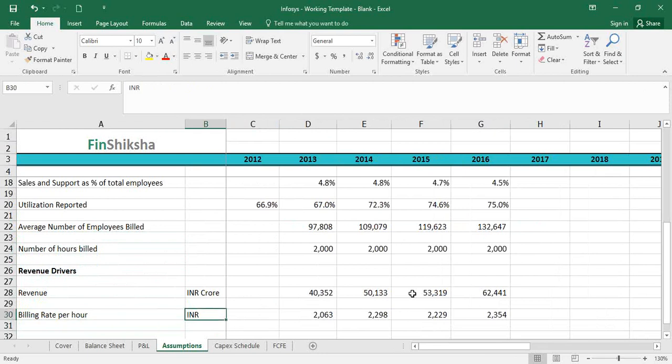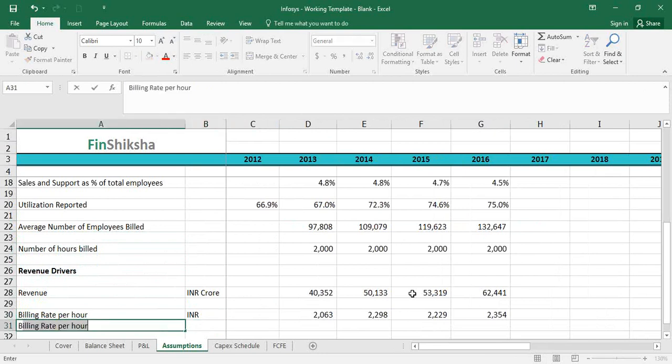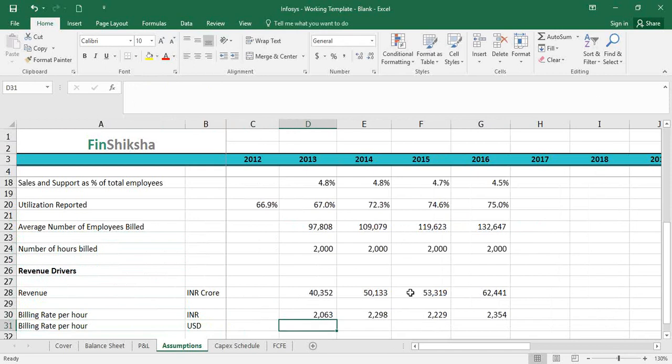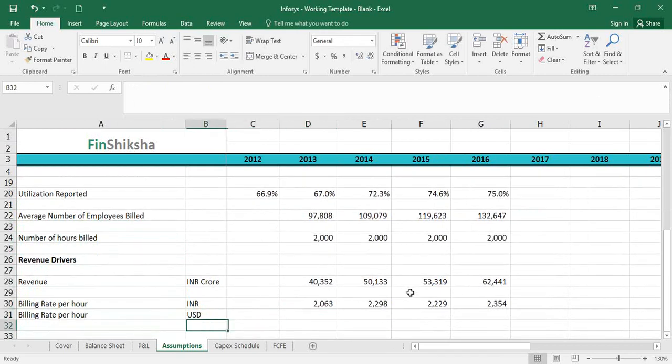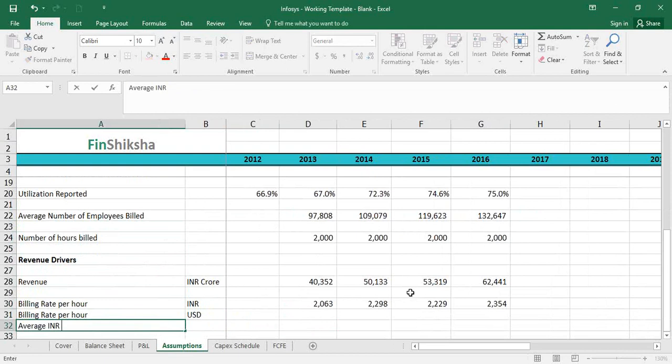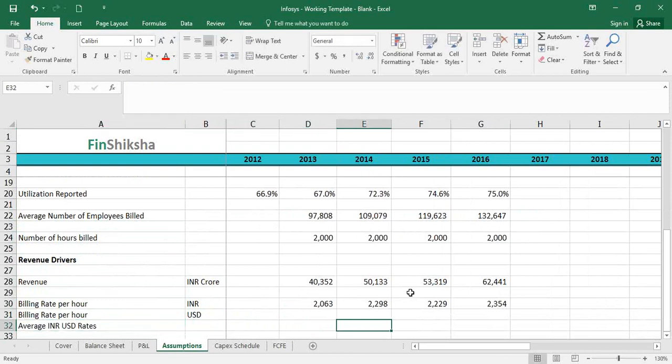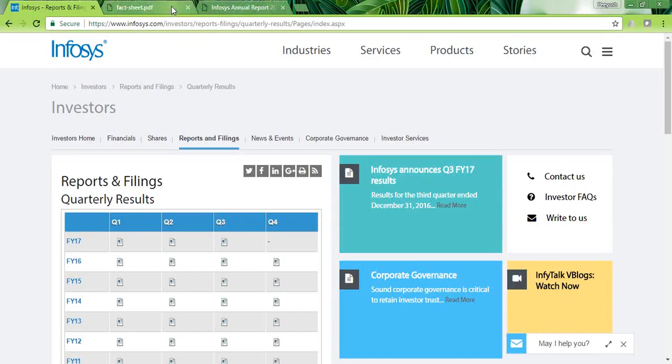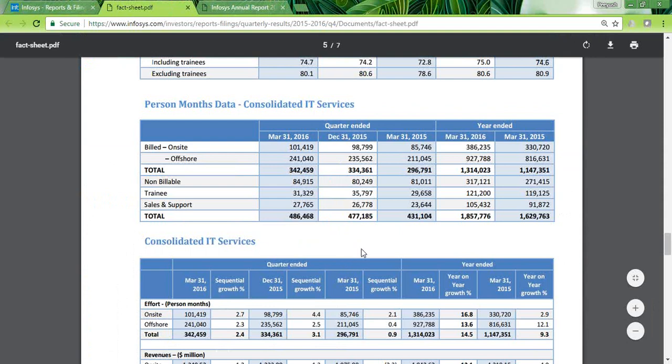But this is in INR. And remember, Infy is an export firm. We also want to find out what is the billing rate per hour in USD terms, in dollar terms. To find that out, we need average INR USD rates during the year. Where do we get this? Once again, the fact sheet of Infosys comes to our rescue.